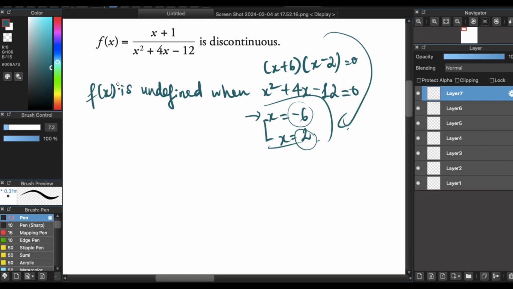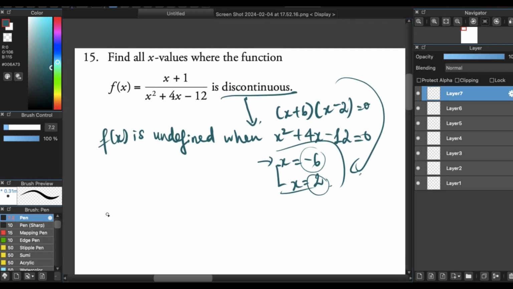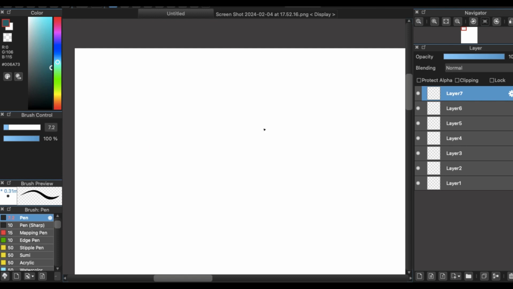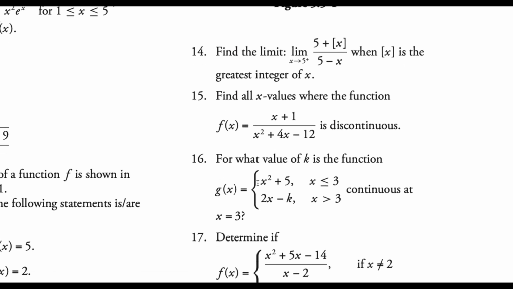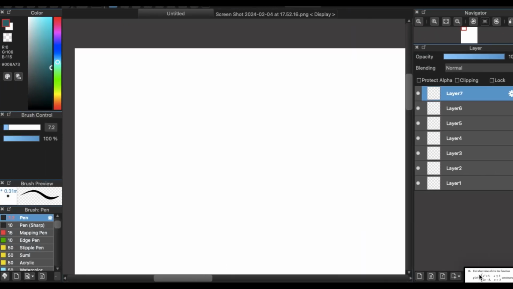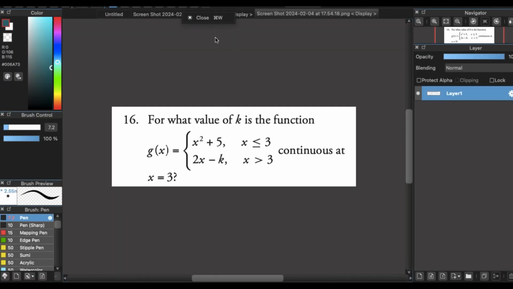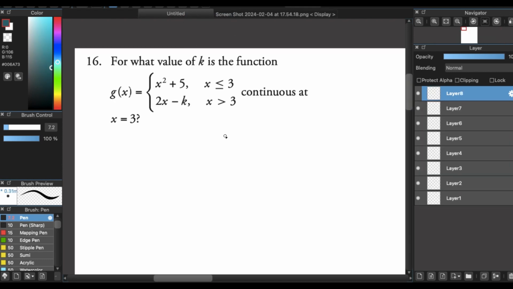So we can conclude that this function is discontinuous when x equals -6 or 2. I'm too lazy to write that out, but you get the idea. Okay, let's move on to the next example. Example 16: for what value of k is the function g(x) continuous at x equals 3?